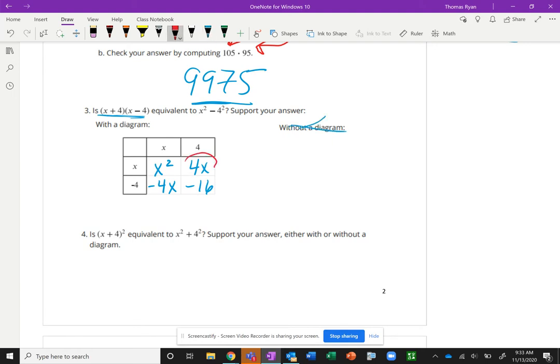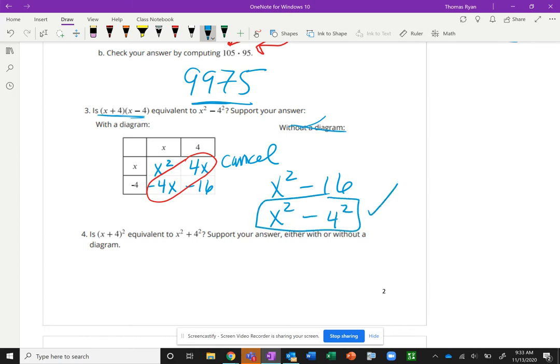But look what happens. You have a positive 4x term and a negative 4x term, so those are going to cancel. So what we're left with is x squared minus 16. And if we really wanted to think about it, well, we know 16 is just 4 squared. So absolutely the same pattern holds because we're saying this is equivalent. Now, what number 4 is saying is, oh, well, what if we just change it to a plus sign? Oh, perfect. Then it should just be this. But let's check it out because we've got to make sure the pattern holds.